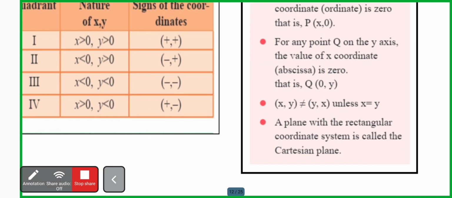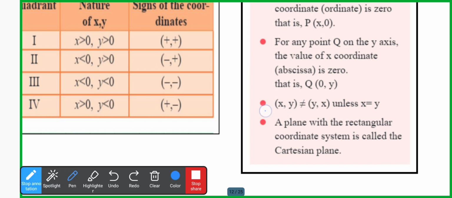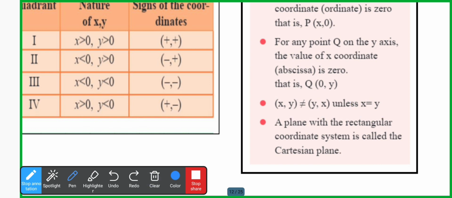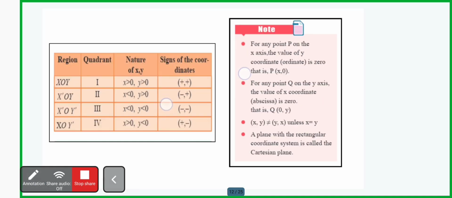that (x, y) is never equal to (y, x). As I told you, in a point or an ordered pair, x comes first and then comes y. First is the x coordinate, second is the y coordinate. (x, y) is never equal to (y, x) unless x is equal to y. If x and y both are the same, then we can replace it. Otherwise, it's not possible. Next point is that a plane with the rectangular coordinate system is called a Cartesian plane. We have already discussed this.